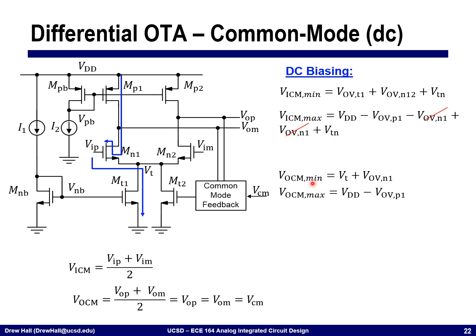In terms of the output common mode, we need to keep this device in saturation, and so that means that we need VT here, the tail node, plus 1 VOV, and the maximum that we can take it up is VDD minus 1 VOV to keep MP2 in saturation.